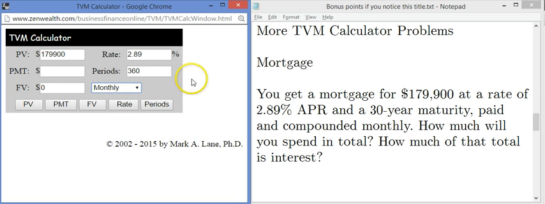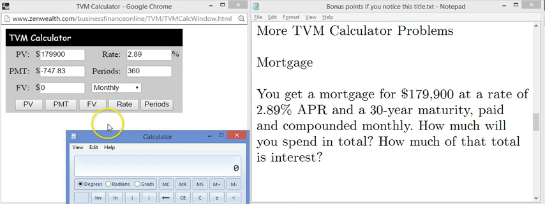So how much will you spend in total? Well, we need to know what each payment is going to be. It is a negative number because it's money coming out of your personal wallet and going into the bank, to pay them. So $747.83 per week. That's, sorry, not per week, per month. That'd be a pretty high weekly payment.